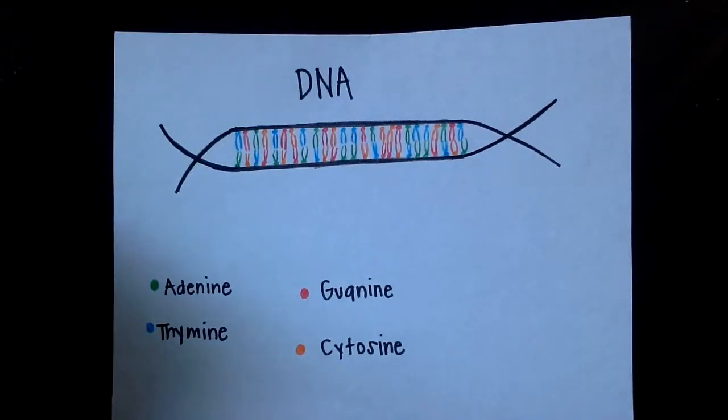DNA, deoxyribonucleic acid, is contained within the nucleus and stores genetic code within chromosomes. A molecule of DNA is made from two DNA strands and is paired by hydrogen bonding by nitrogenous bases. These nitrogenous bases include adenine, thymine, cytosine, and guanine. Adenine and thymine pair, while cytosine and guanine pair.